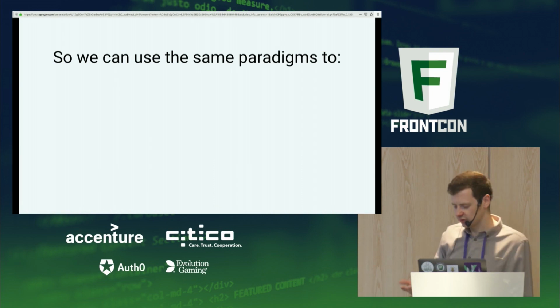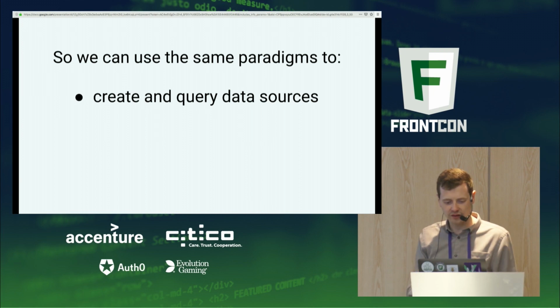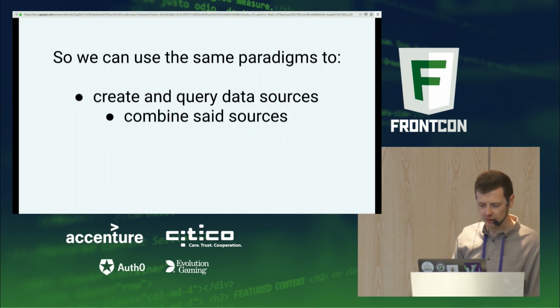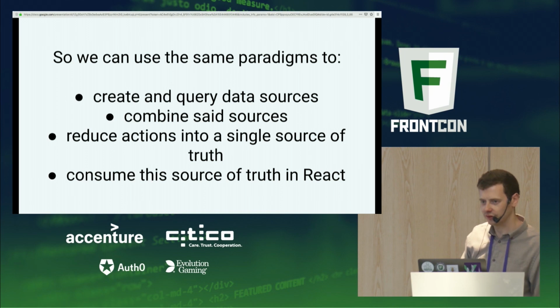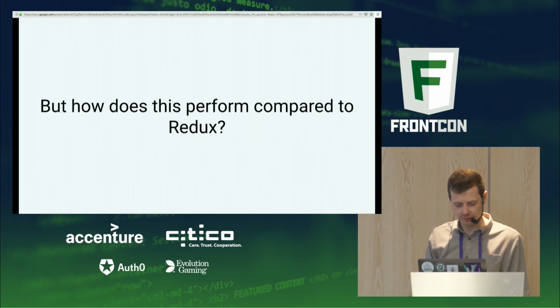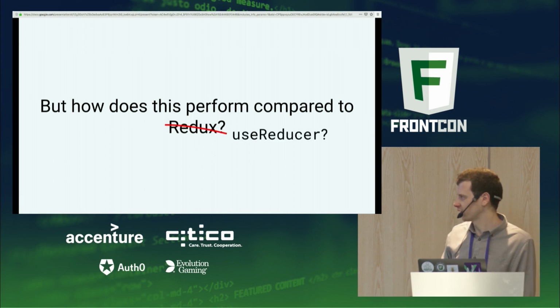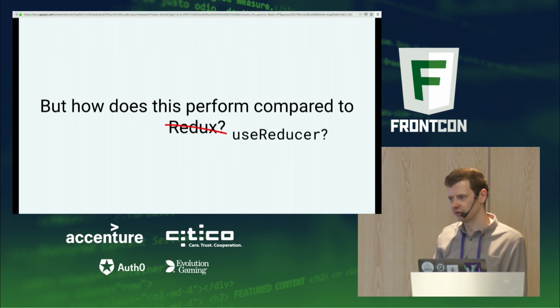So that means we can use the same paradigms to create and query data sources, combine said sources, reduce actions into a single source of truth, and consume this source of truth in React. But I think a few of you might have considered this by now. How does this actually perform compared to Redux? Or when I say Redux, I lie slightly, I mean the useReducer hook.